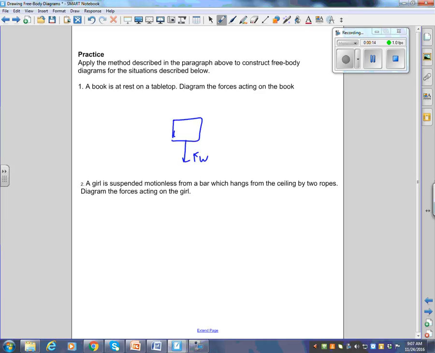Weight force and normal force. Should the arrows be equal? They should. Balanced, right? Balanced forces.